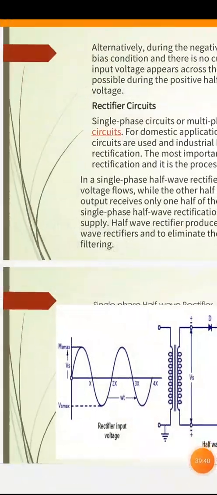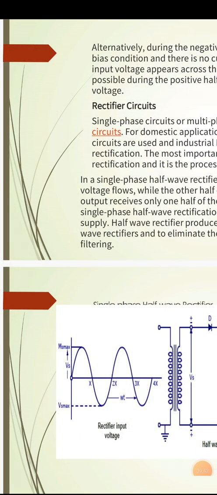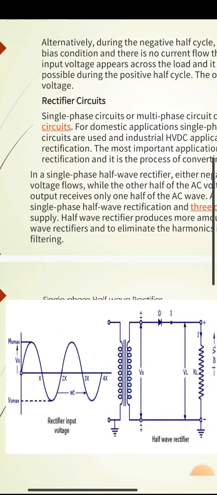In the negative half cycle, the diode is under reverse bias condition and there is no current flow through the diode, only the AC input voltage appears across the load, and it is the net result which is possible during the positive half cycle. So that's why in the positive half cycle only we can see the output, while the input signal has both maximum and minimum potential difference.